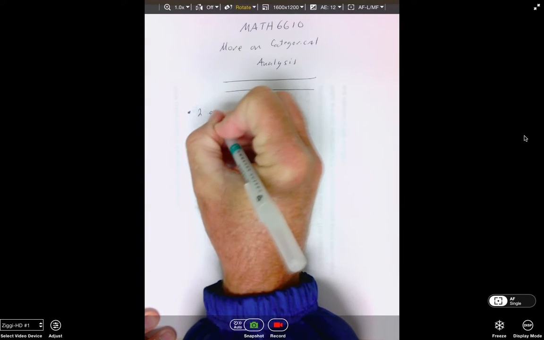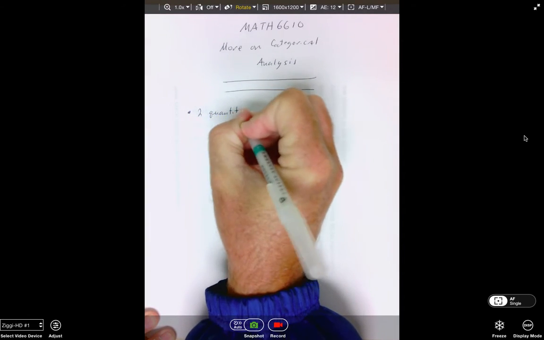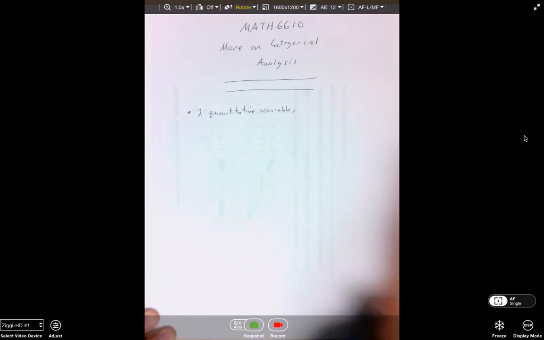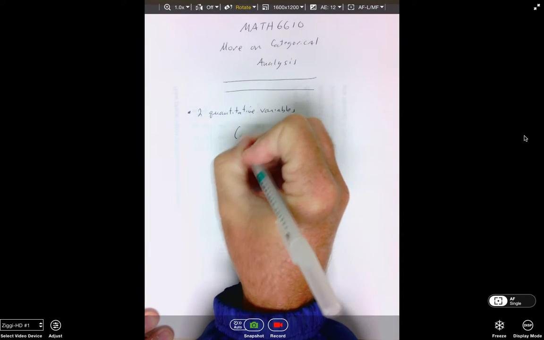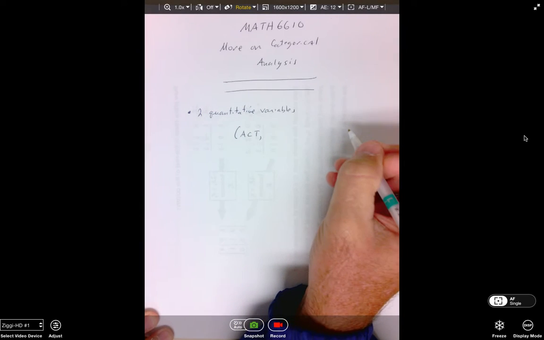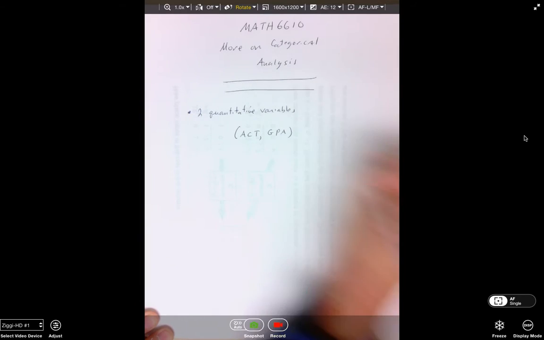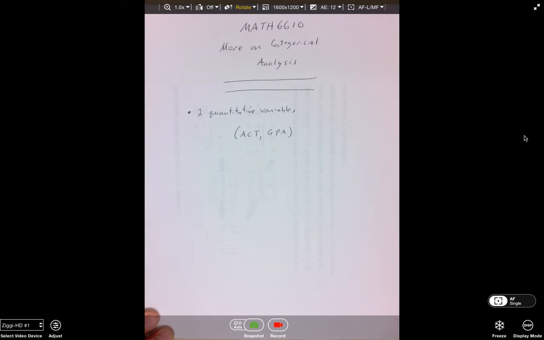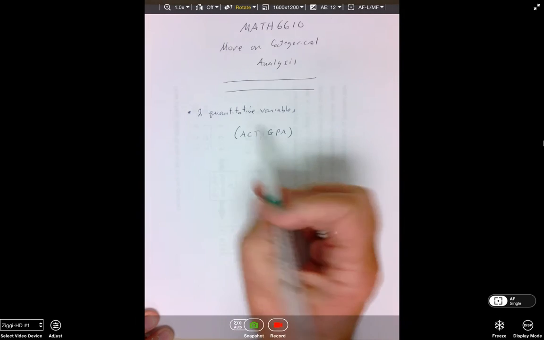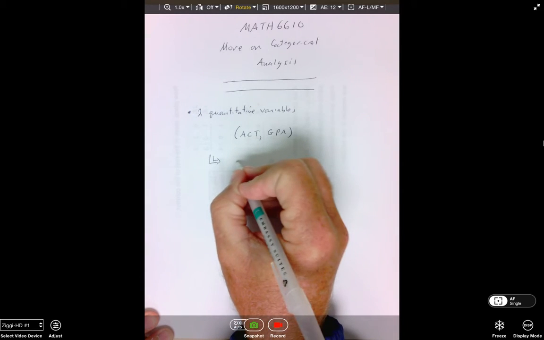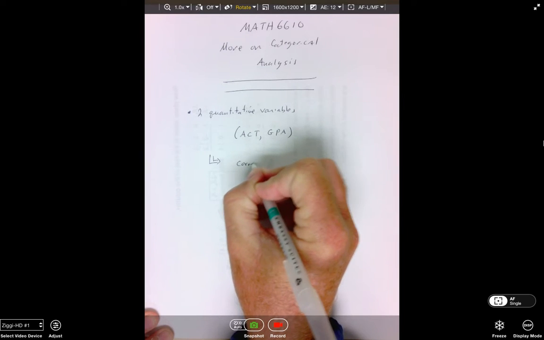So the first thing that I want to put on your radar is when we have two quantitative variables, and we'd like to examine the relationship between these two variables. So, for example, maybe we want to take a look at the student's ACT math subscore and look at their GPA, their first semester in college or their first year, however the population is being defined. Because we have two quantitative variables here, what we would probably look at is the correlation.